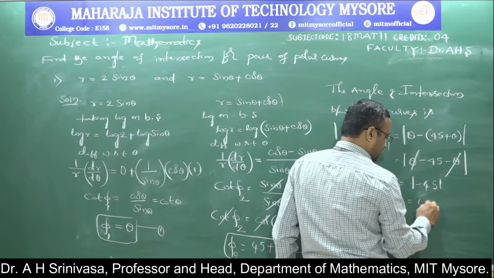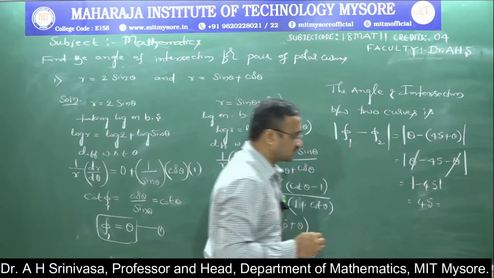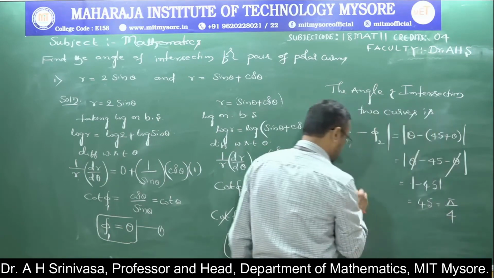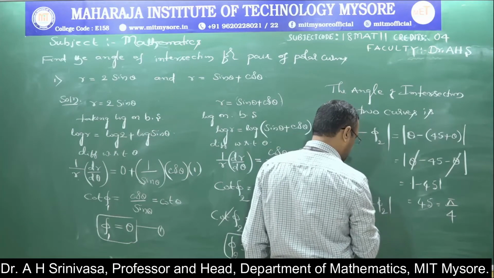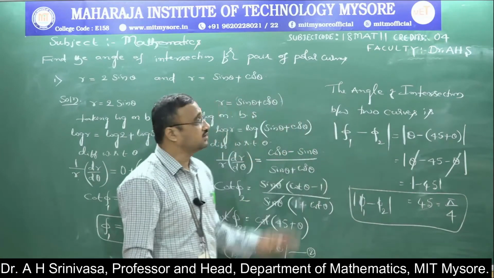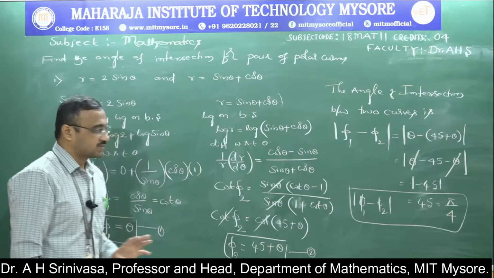It's an absolute value I have taken. This becomes plus 45. So in terms of radian, we can write it as pi by 4. That means the angle of intersection between two curves, that is a pair of polar curves, this is the required answer obtained for this problem. Okay. So I will explain again.